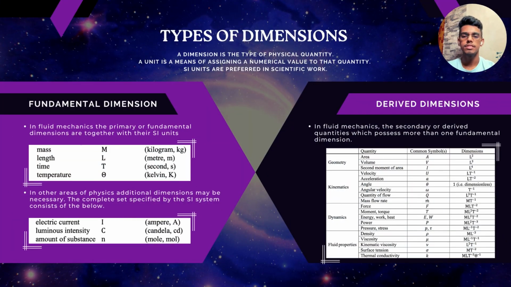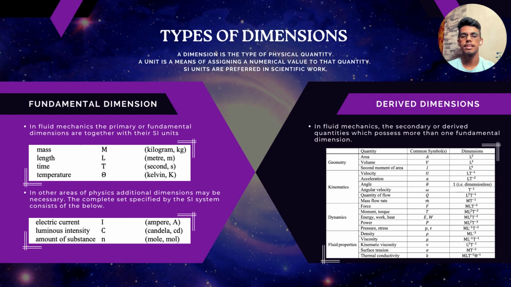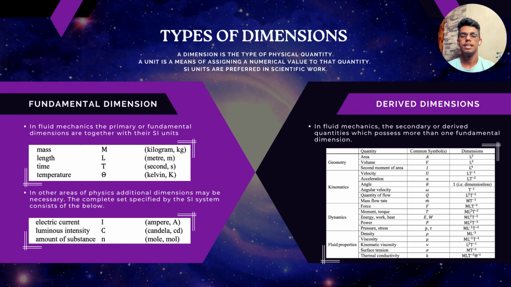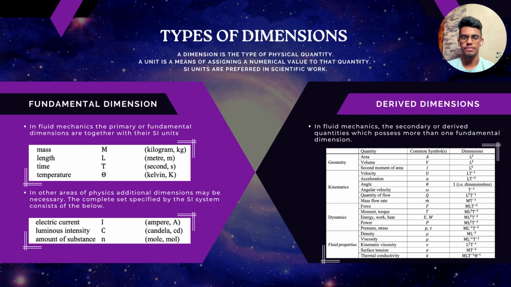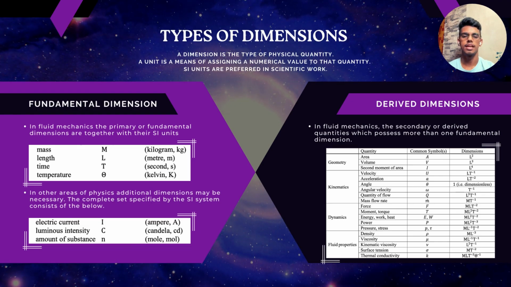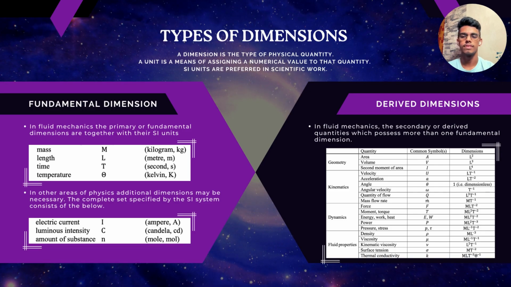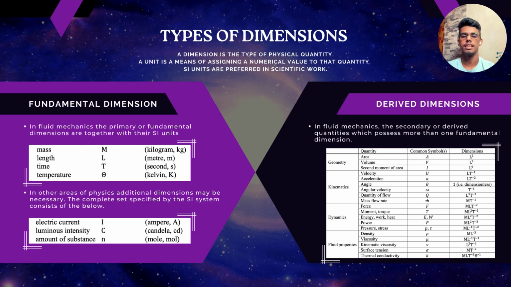Dimensions. A dimension is the type of a physical quantity, and a unit is defined as assigning a numerical value to that quantity. SI units are preferred in scientific work. There are two types of dimensions: fundamental dimensions and derived dimensions. In fluid mechanics, the primary or fundamental dimensions are given together with their SI units.